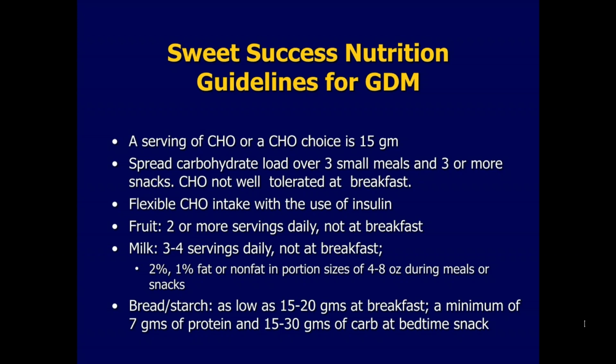And I also tend to say try not having bedtime food as a bedtime snack because it's kind of not about hormones, but it really does not gel very well. So 2 or more, not at breakfast. Milk, 3 or 4 servings per day, not at breakfast.